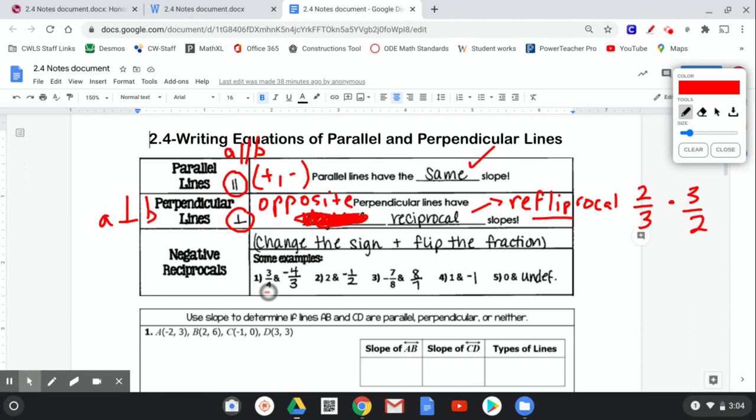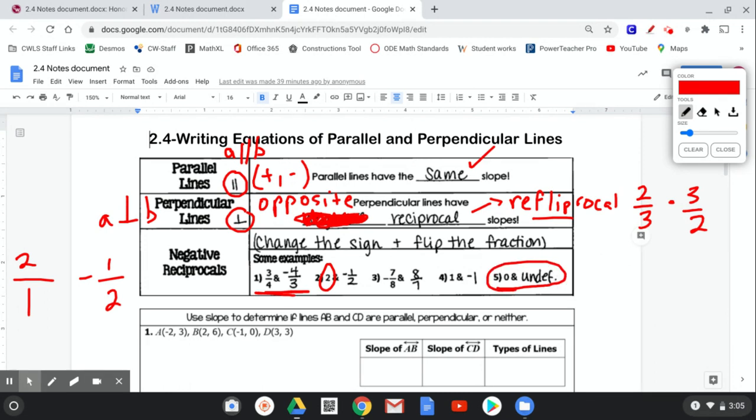These opposite reciprocals down here, we have something like 3/4 and -4/3. For the second one, we have this 2. It's a little bit funky because we get -1/2. So anytime we have a whole number like 2, all we have to do is put it over 1 to make it a fraction, and then we would flip it to 1/2, and that is a positive 2, so we change it to a -1/2. -7/8 and 8/7. We have, again, a whole number 1 and -1. And then we have this one right here, 0 and undefined.